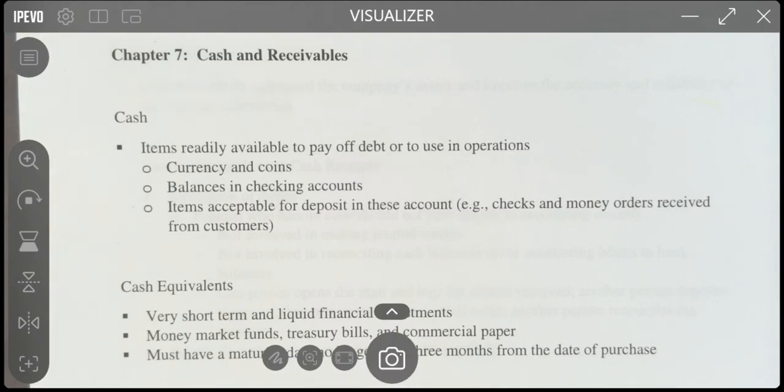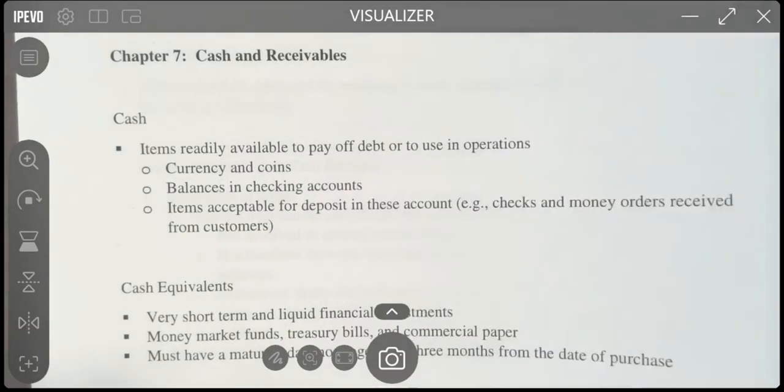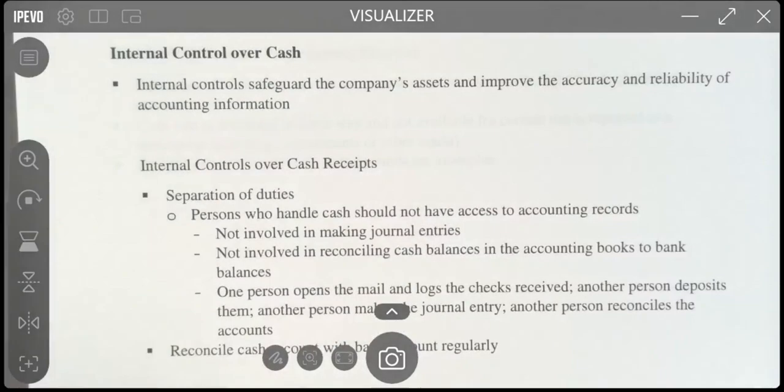In general, cash equivalents must have a maturity date no longer than 3 months from the date of the purchase of the financial security.